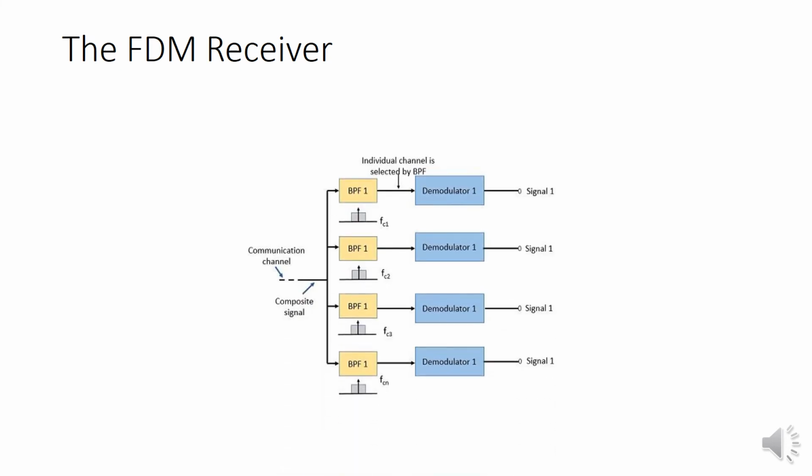First we have the communication channel. We take the composite signal, which is given to the different bandpass filters, connected to the different demodulators. Finally we get the separate signals. In the bandpass filter and demodulator circuits, the individual channels are selected by the bandpass filter.